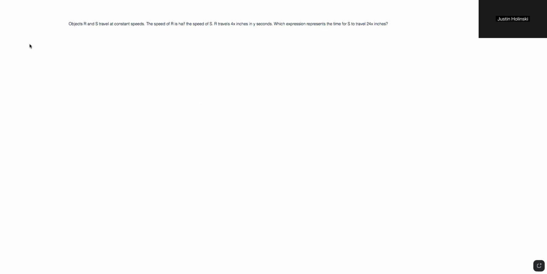So for this problem, we have to use a little bit of physics knowledge. So we know that speed is distance over time. Like miles per hour would be miles over hours. So that's the reason why that works. So we know that for object R, object R has half the speed that object S has. So R's speed is half the speed of S.